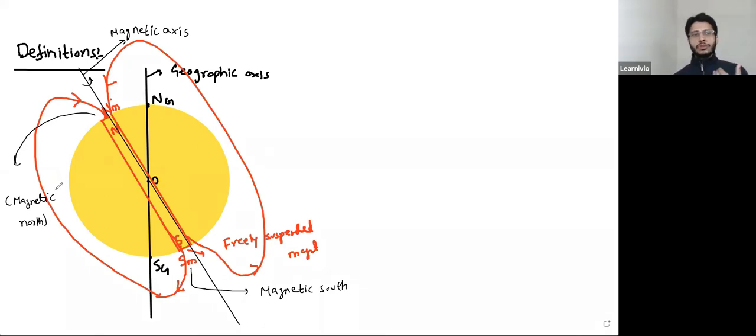Magnetic north means the north pole of Earth's magnetic field. So this is the entire system. These are some definitions that we will use. Geographic axis means an axis passing through the geographic north pole and geographic south pole. The north pole of Earth's magnetic field is basically a south pole. Magnetic axis is an axis which is passing through magnetic north and magnetic south. So we can write a few definitions here.